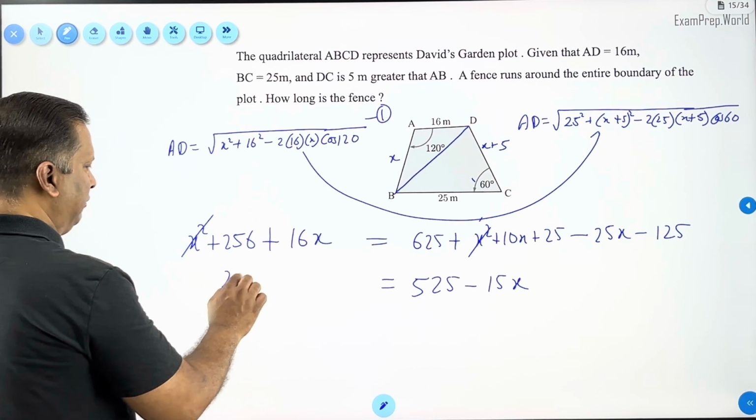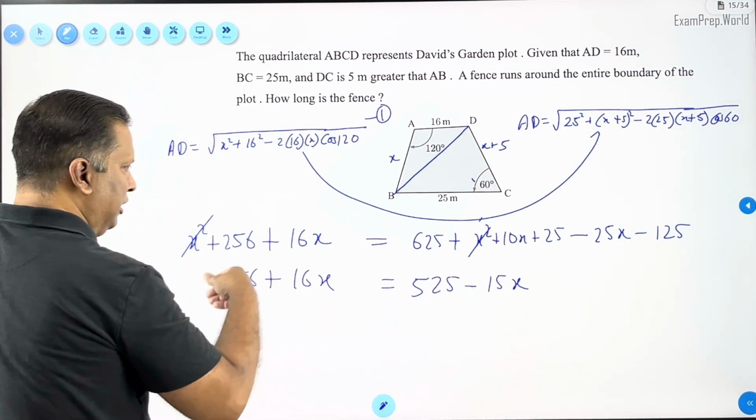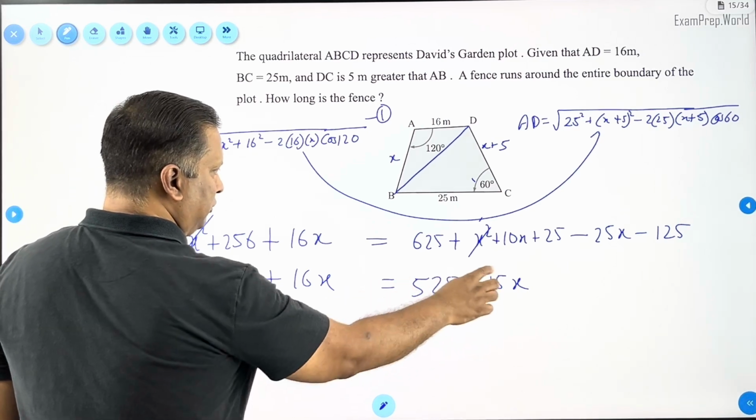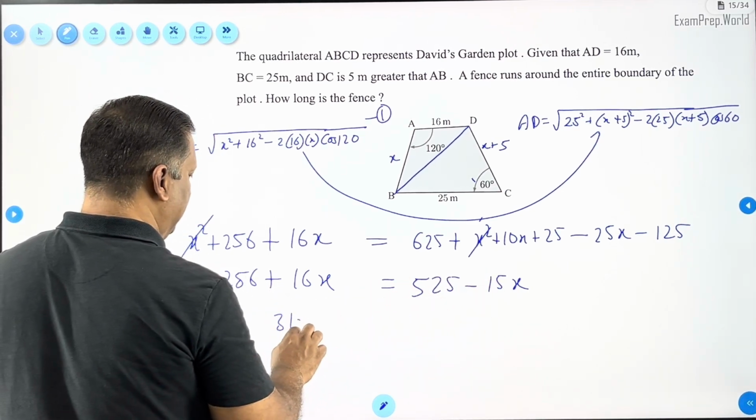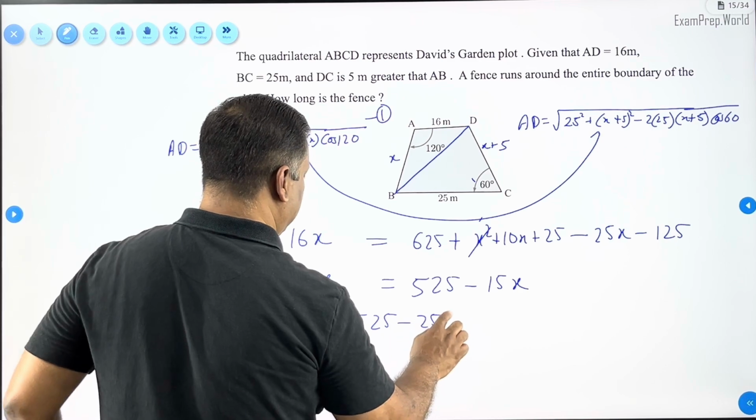On the left side you have 256 plus 16x. Get this 15 here, and 256 on that side. So this 15, the moment it comes here, it will become 31x equals 525 minus 256.